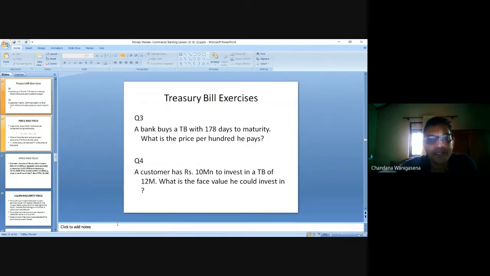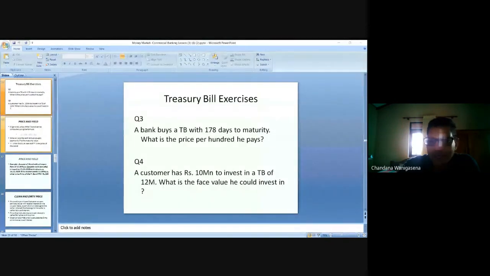So you should know the formula for face value. What is face value equal to? If you get it right, you get the answer right. If you don't get it, you will not get the answer right. So let's move on. 2 minutes gone. So a customer has 10 million to invest. If anyone got the answer, put it in the chat box.